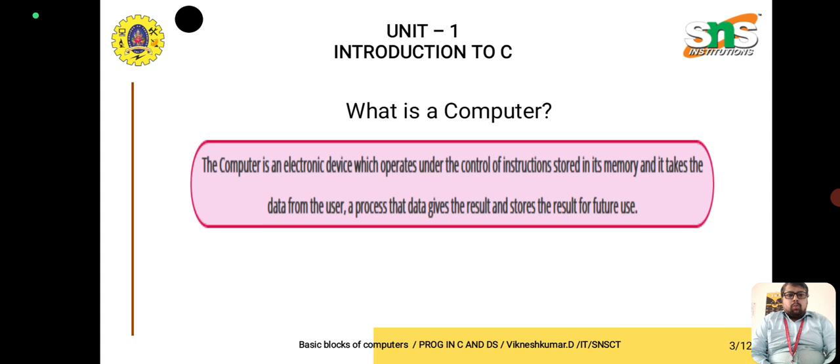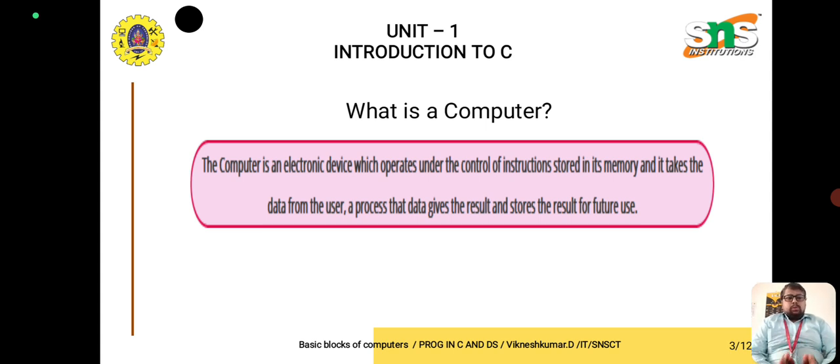Before going to see what is meant by C, we will see what is meant by computer. A computer is an electronic device which operates under the control of instructions stored in its memory. It takes data from the user, processes the data, gives the result, and stores the rest for further use. Normally we compare the computer to a calculator, which does mathematical operations.